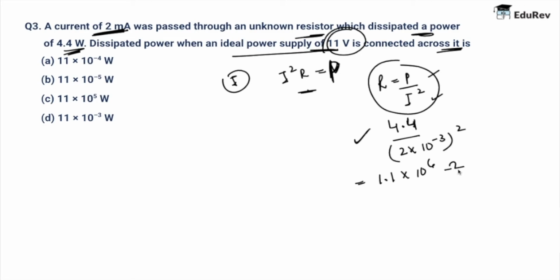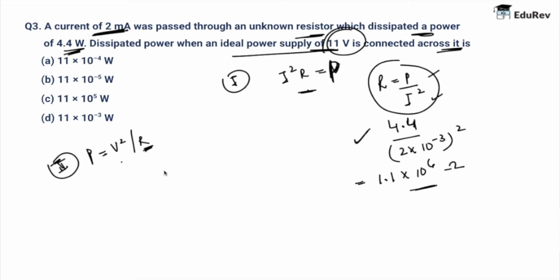Alright, now for case 2, P equals V² by R. We know this equation as well. And I know that V is 11, whereas R is 1.1 × 10^6. This is basically what I came out with, whereas V was 11. Understood?